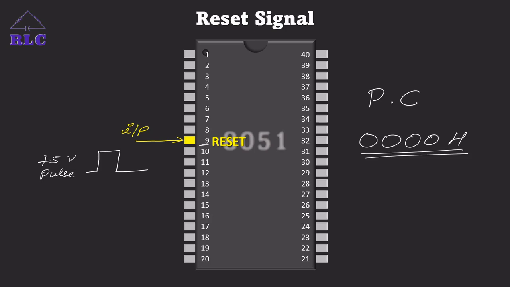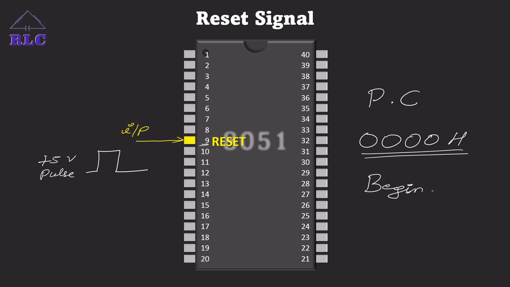That means whenever a high pulse is given to the reset pin, the microcontroller terminates all its operations and resets the values of the SFRs and all the registers. At the same time, the program counter register will be set to 0000H. That means the program is going to start from the beginning. That is the reset signal pin.